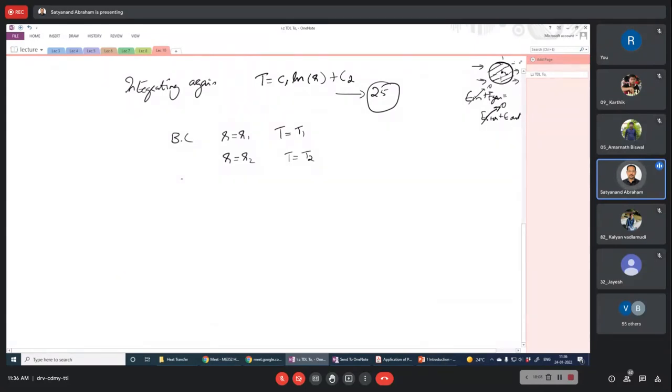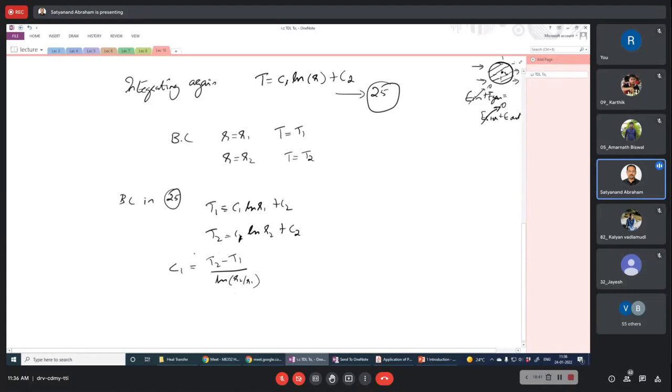We put our conditions into the boundary conditions in 25. If you do that, then you will get T1 is equal to C1 ln R1 plus C2, and T2 is equal to C1 ln R2 plus C2. There are two equations and two unknowns. I'm not going to solve it, I'll just give the values. C1 is equal to T2 minus T1 divided by ln R2 by R1.